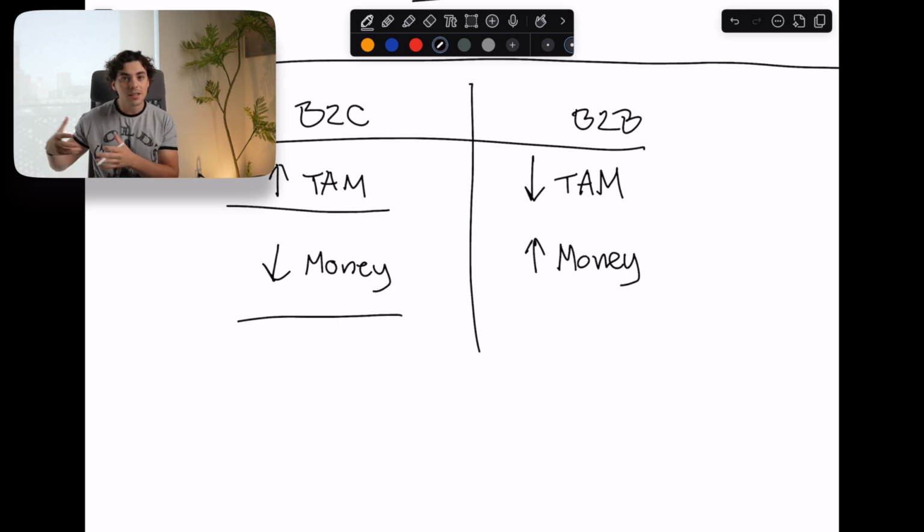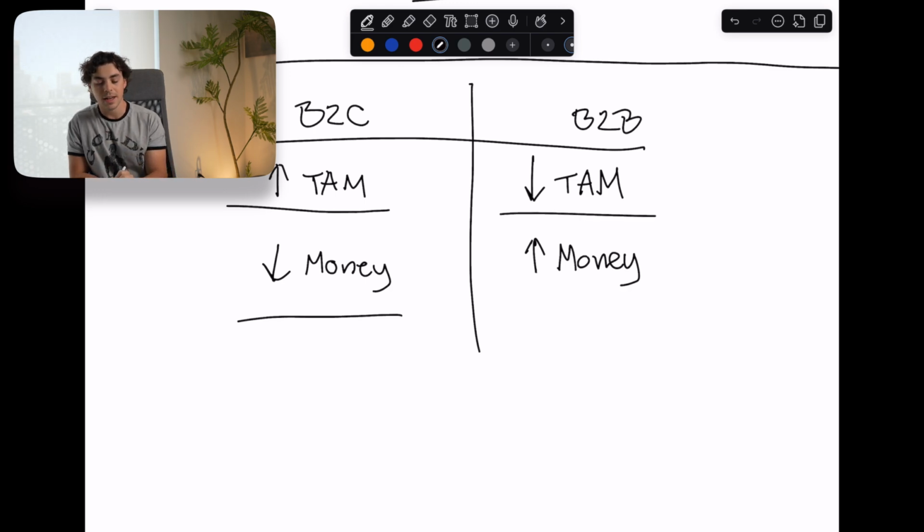And for them, they need a different solution on their funnel. They can't solely rely on content unless they have a high demand for it and the market's hot and there's a lot of people in here that are watching this type of content. Well, with a B2B market, the TAM is lower and they have more money, right?